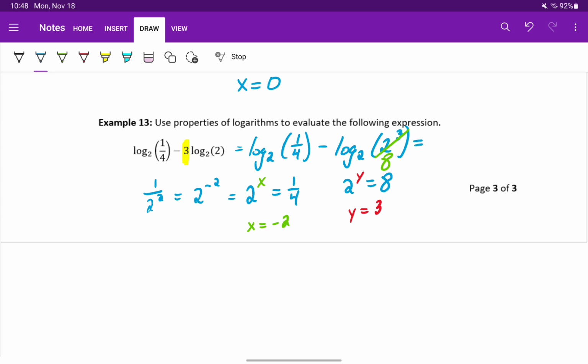That means we can go back and substitute our log statements out with these simplified answers. The log base 2 of 1/4 would be negative 2. And then the log base 2 of 8 would be 3. So to get our final answer, we would take negative 2 minus 3 to get negative 5.